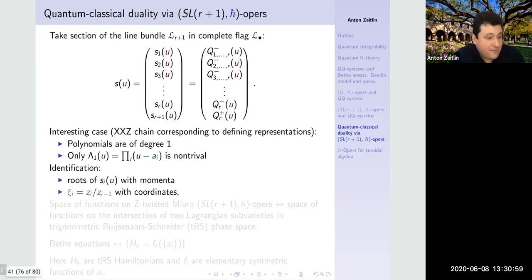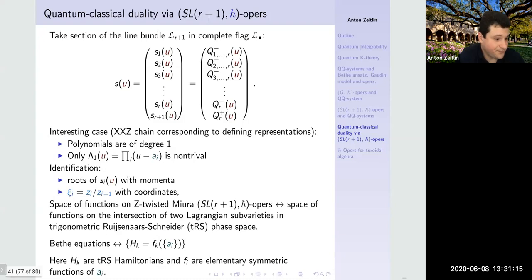And then you can make the following identification. If you identify the roots of the matrix elements of the section with momenta, and you identify these fractions of elements of Z with coordinates, it appears that the space of functions on the corresponding Miura opers corresponds to the space of functions on the intersection of two Lagrangian subvarieties in the trigonometric Ruijsenaars-Schneider phase space. So the Bethe equations correspond to the conditions that the Hamiltonians of the Ruijsenaars-Schneider system are fixed. And you fix them by some symmetric functions of the Ai's.